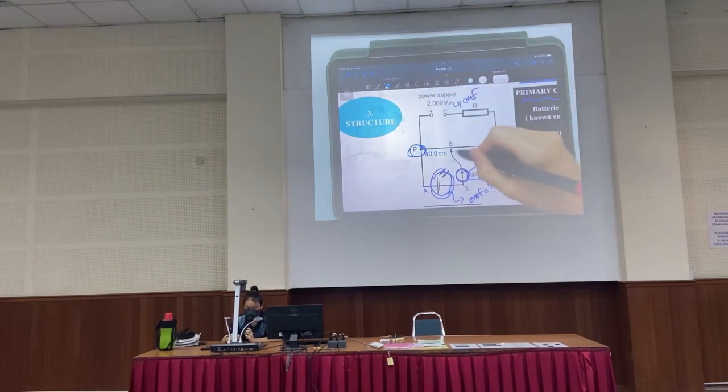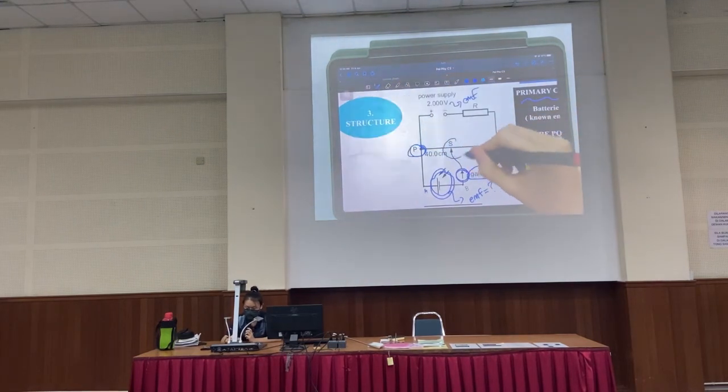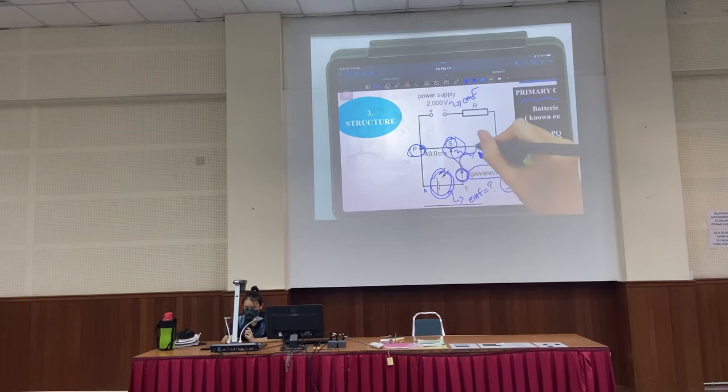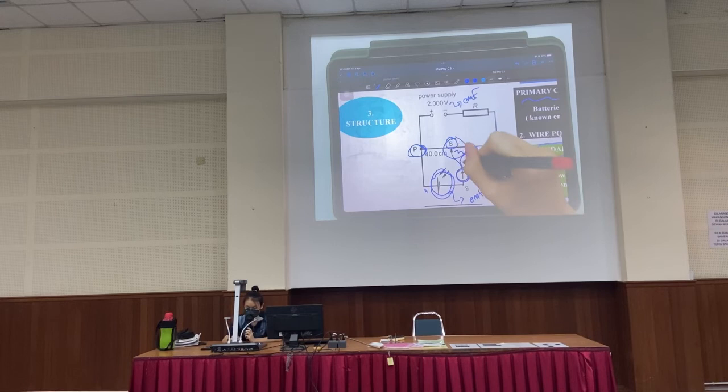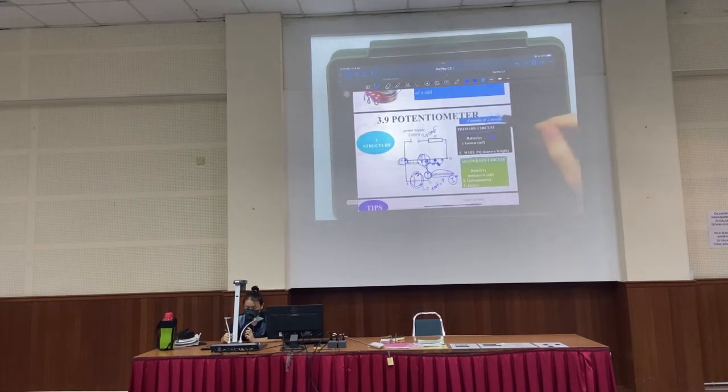This end is then connected to the point X. But here it is a bit different. You guys can see here is an arrow. This means that this point is not fixed to the point X, but we can slide it to here or wherever you want, here or here. Okay? So this is the basic structure of a potentiometer.